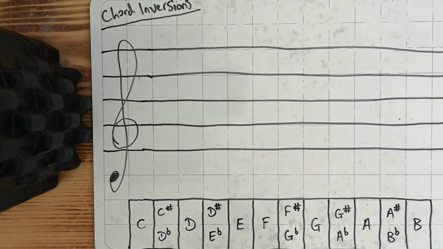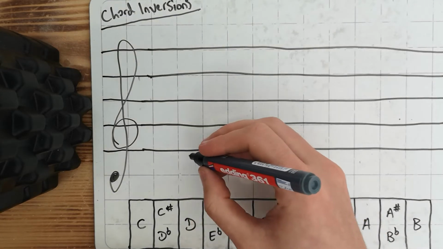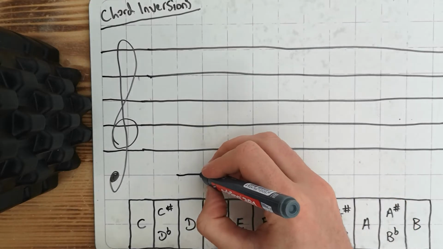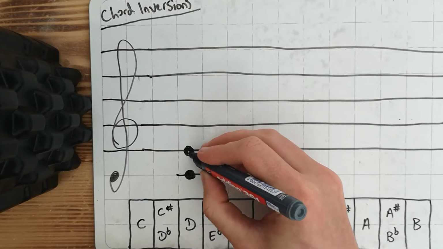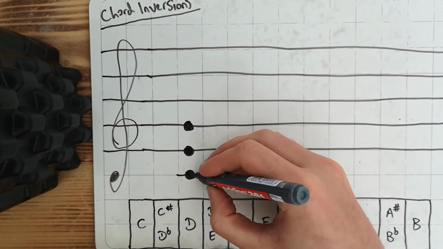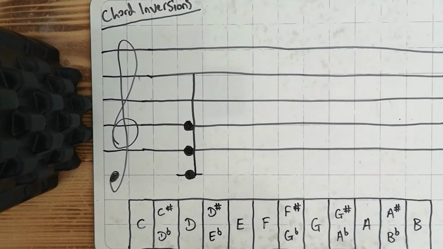Okay, now the next thing we're looking at is what we call chord inversions. So I can have, like I did earlier on, let's go with a C major chord. We'll just go to the next C, E, and G, like so. Okay, there's my C major chord.